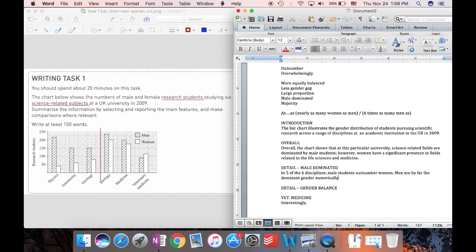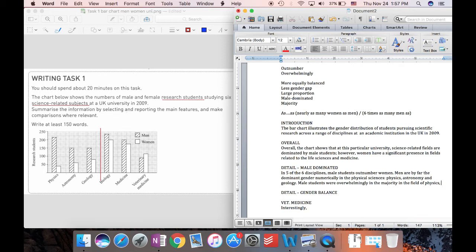Men are by far the dominant gender numerically in the physical sciences. Let's say what they are as well: physics, astronomy. Again, you don't need to paraphrase these ones. And geology. Okay. Let's use the word overwhelmingly. We use men, so male students were overwhelmingly in the majority in the field of physics.